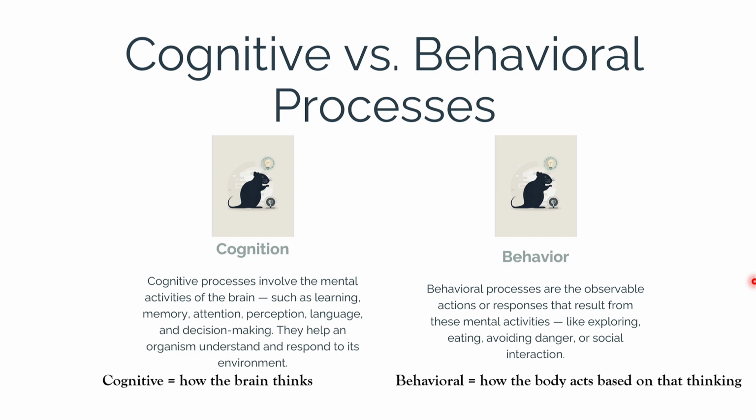So cognitive evaluations basically tell us about the ability of an animal to process in a particular environment, how the brain of an animal thinks. The behavioral processes are the observable actions or responses that result from these mental activities, like exploring, eating, avoiding danger or social interaction. So the behavioral processes tell us about how the body of the animal acts based on the thinking.